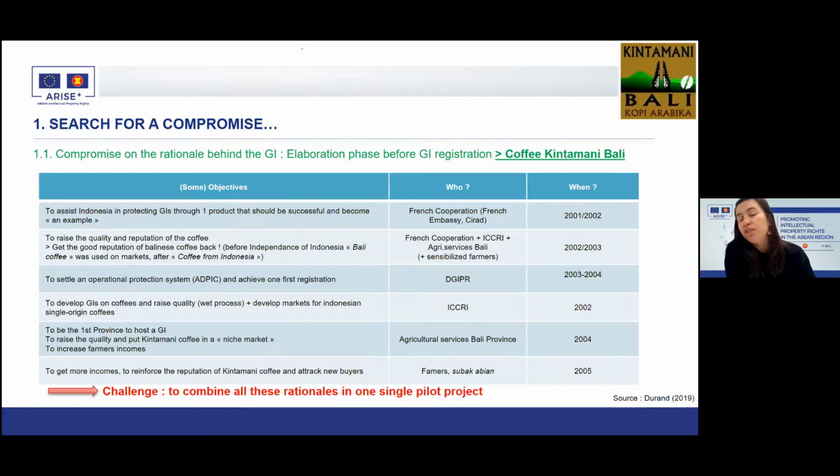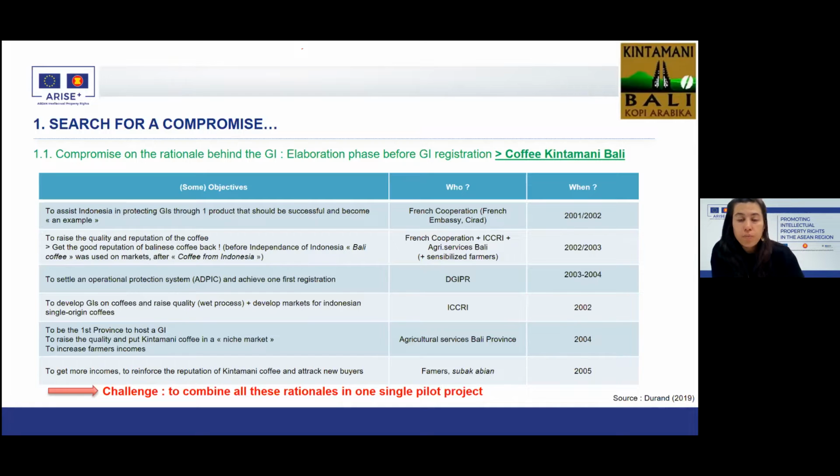That was very important for the French people. They wanted this project to be successful, to inspire others, to show that it is possible to register and it is possible to have positive effects after a few years. So that was the rationale for these stakeholders.